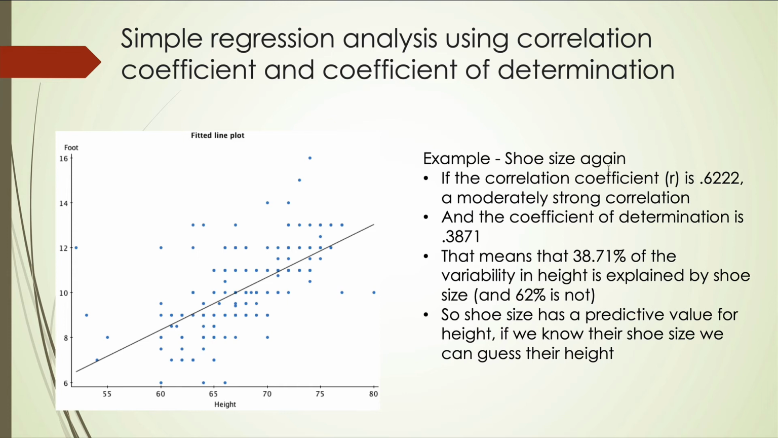So remember, a correlation coefficient tells us how strongly correlated two variables are, or multiple variables are. A coefficient of determination tells us how much of the variability in one measure is explained by a different measure. So it does say that shoe size has a predictive value for height, that if we know a person's shoe size, we can potentially guess their height within a reasonable range. Not perfect, but within a reasonable range. It also tells us that in general, if somebody has a bigger foot, they're likely to be taller than somebody with a smaller foot.